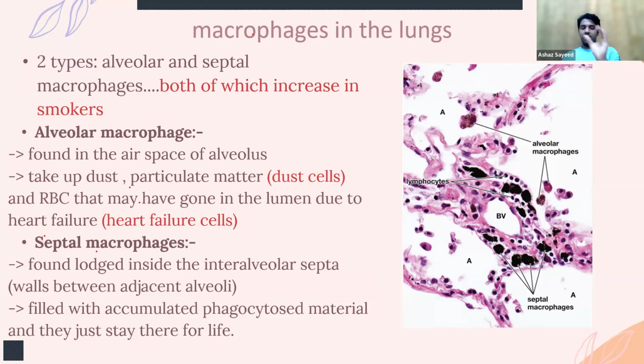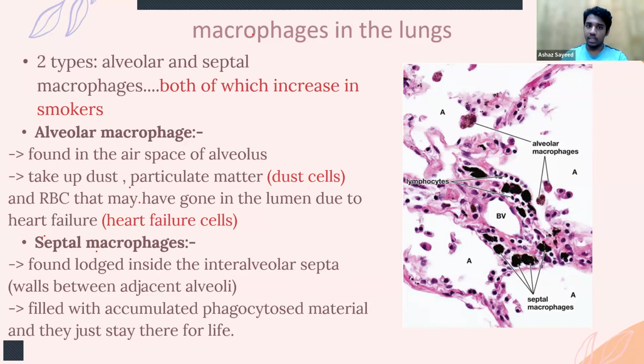Okay. So we have the alveolus. The alveolar macrophage is within the lumen of the alveoli. Septal macrophages are between alveoli. So these are two alveoli. They have a septum between them. This wall, you could say a common wall, is a septum. So some macrophages lie in there. Alveolar macrophages mainly take up dust particles when you inhale air. So they take up dust particles, and those macrophages are called dust cells.